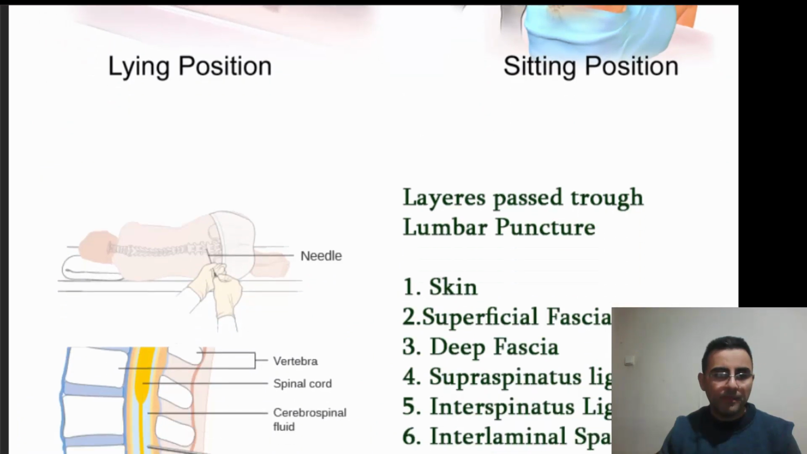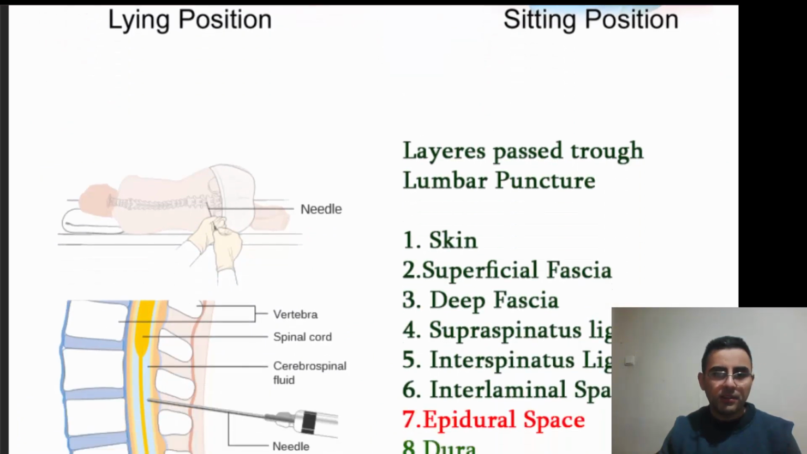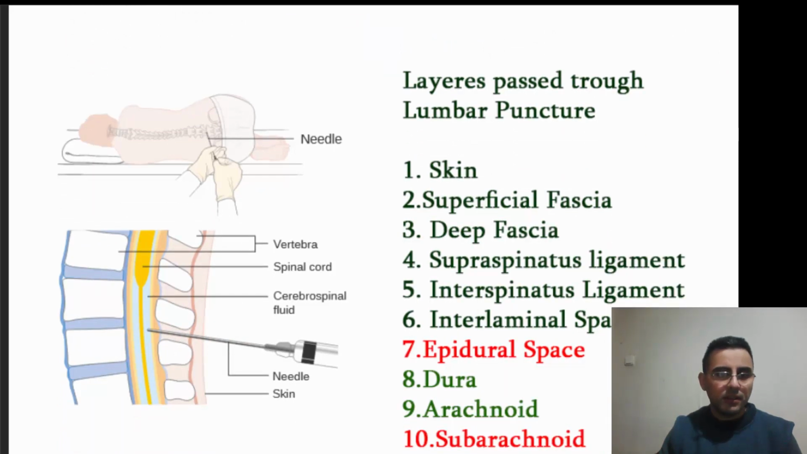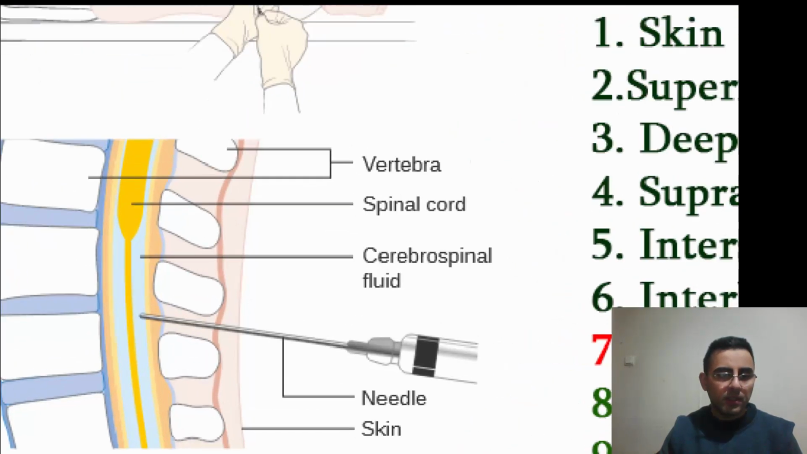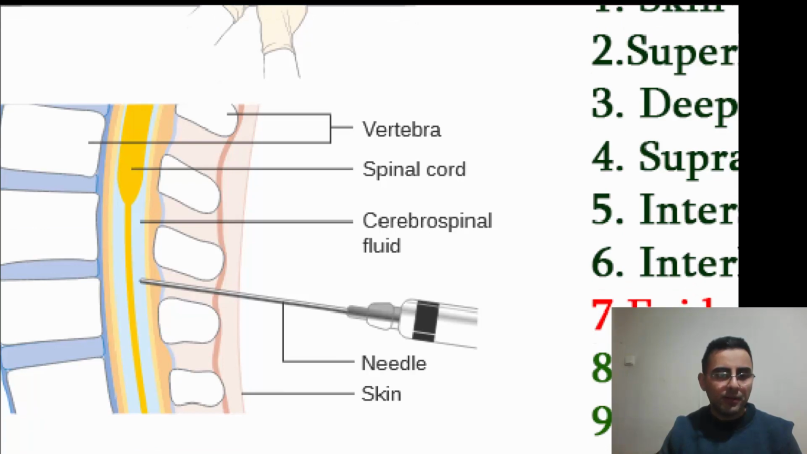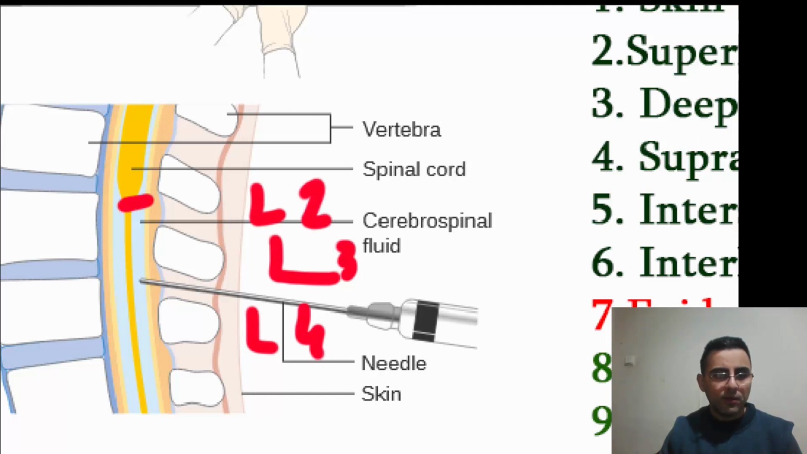Another lying position, and here is lumbar puncture. As you see, this puncture is made between L3 and L4. This is L2, and here is end of spinal cord.